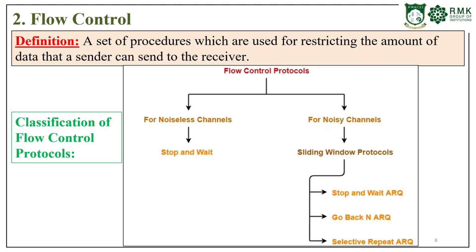Apart from that, we also have a classification of flow control protocols, classified as noiseless channels and noisy channels. Under noiseless channels, you have stop and wait protocols, and under noisy channels, you have sliding window protocols, which are further classified as stop and wait ARQ, go back N ARQ, and selective repeat ARQ. We will see the concept in detail in the next video.